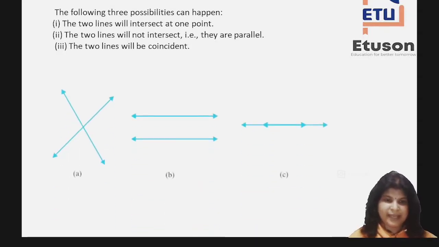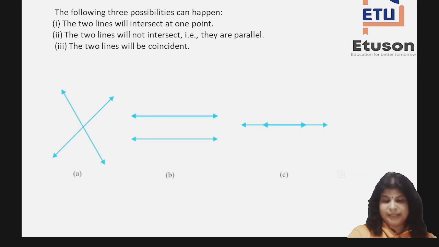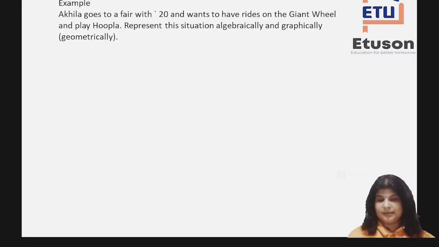So it looks like this. The first one is where both the lines are intersecting. Second, they are parallel to each other. Third, they are coincident with each other. Correct? Now let us solve one problem.